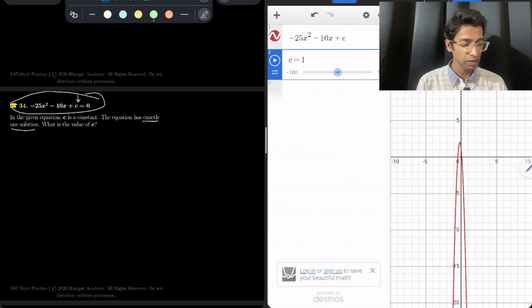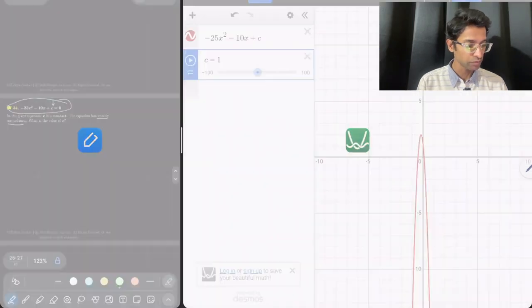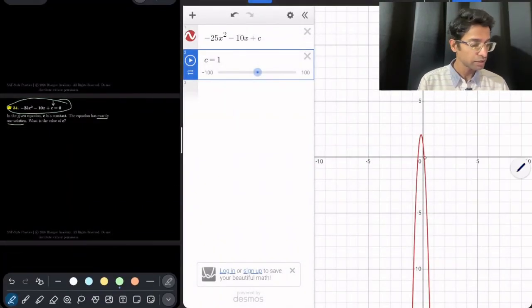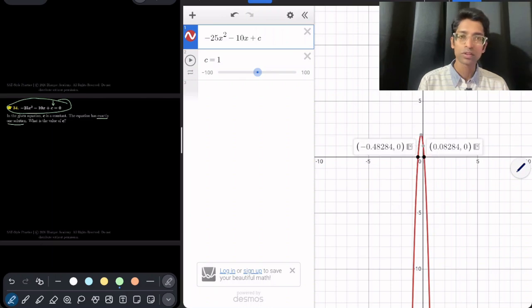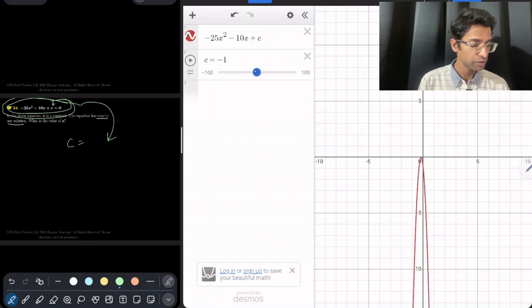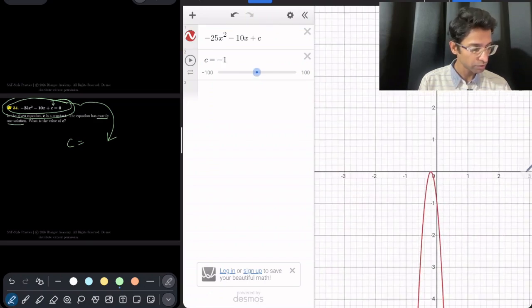So this parabola should be just touching the x-axis. Here it is cutting the x-axis at 2 points. We don't want that. We want this parabola to touch the x-axis at exactly 1 point. That is when we have exactly one solution to this particular equation, and for what value of c this equation touches the x-axis. That's what it is asking you. So let's move around and see where that happens. I think we got the answer.